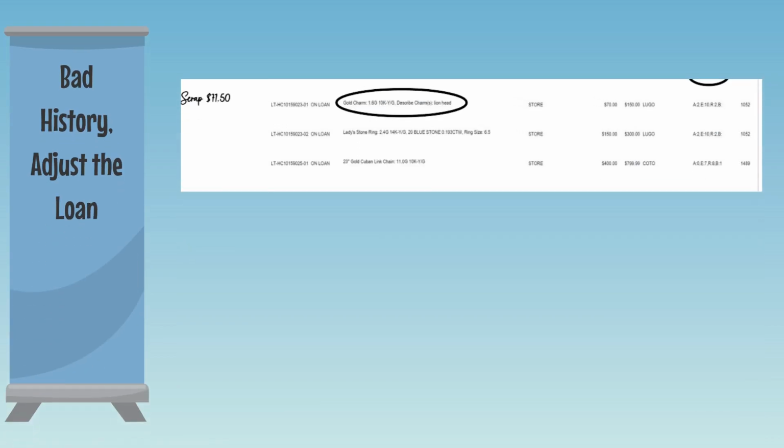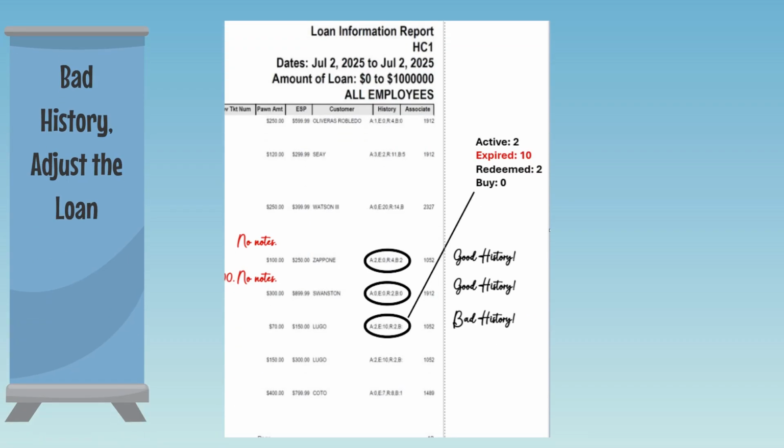Now let's take a look at one more example on the pawn walk. This one's a gold charm, 1.6 grams of 10 karat. The scrap value on it is $77.50 and we loan $70 on it. So far, it doesn't seem bad. We're loaning close to scrap. But the key is the history.